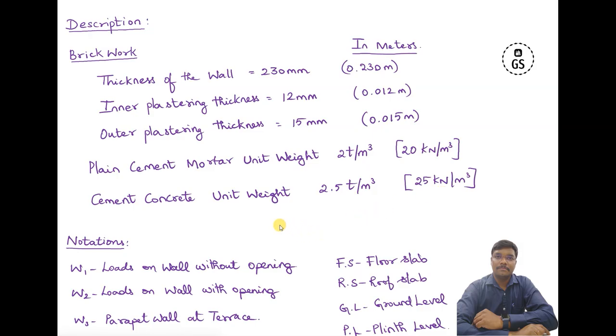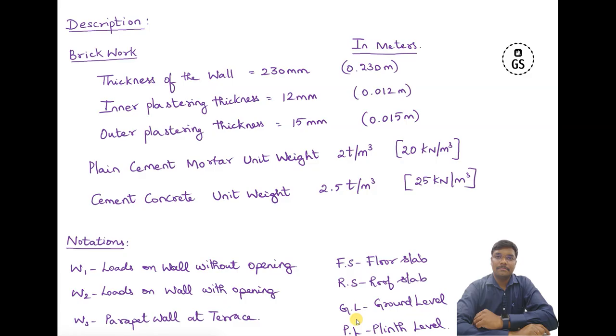And certain notations which I use for my calculation purpose are mentioned over here. W1 represents the loads on wall without opening, W2 represents the wall loads with the openings, and W3 represents the wall loads for parapet at terrace level. And similarly, notations for floor slab is represented as FS, roof slab as RS, ground floor level GL, and plinth level as PL.